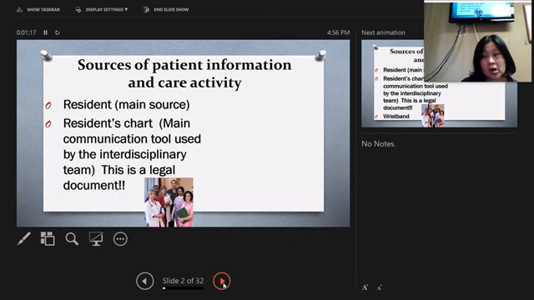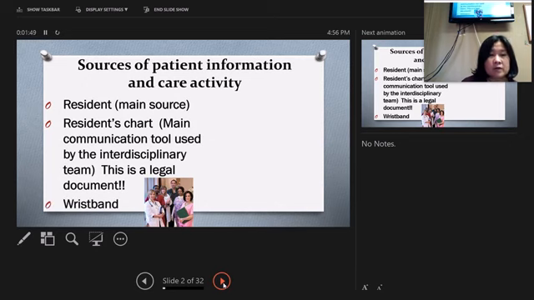The resident's chart is an important part of information. It's the main communication tool that's used between the interdisciplinary team, and this is a legal document. We talked about medical records, where the residents cannot just get their chart and read it. They have to go through medical records because of HIPAA policies and get copies of their chart legally. Also, protected health information: make sure you're not sharing information with people who don't need it or who aren't directly taking care of that resident.